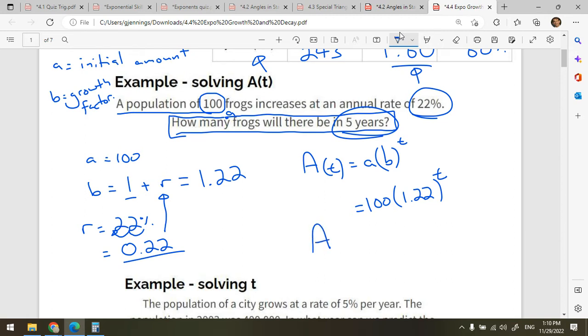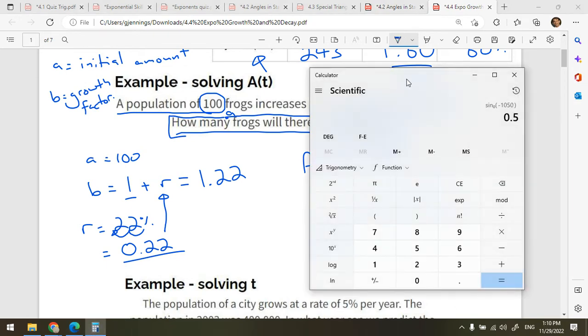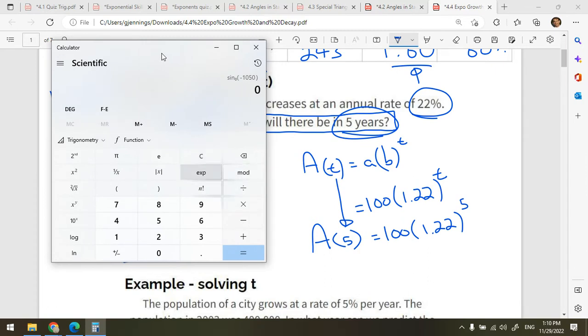Now we're ready to solve this. So we're going to look at A at 5. We substitute 5 in for t, and we just put it in. 100 multiplied by 1.22 raised to the power 5. That's not something I want to do in my head, or can. I cannot do that in my head. So I do it on my calculator.